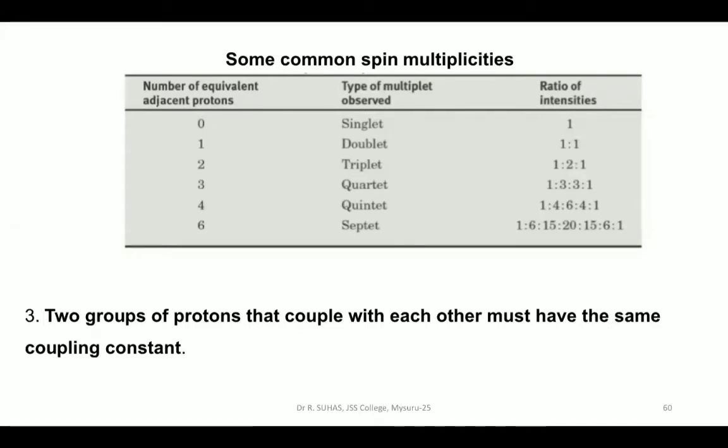is that whenever two protons couple with each other, they should have the same coupling constant, that is J. If the two neighboring protons are coupling, that means they both should have the same coupling constant, because the distance between the two peaks remains the same between the two groups of protons. These are the 3 important rules that you can derive from the 1H NMR spectrum of impure ethanol. Based on this, lakhs and crores of molecules have been structurally diagnosed.